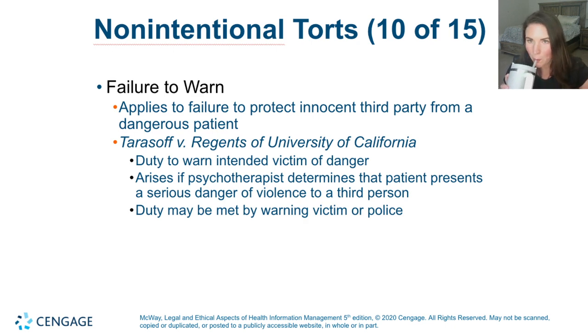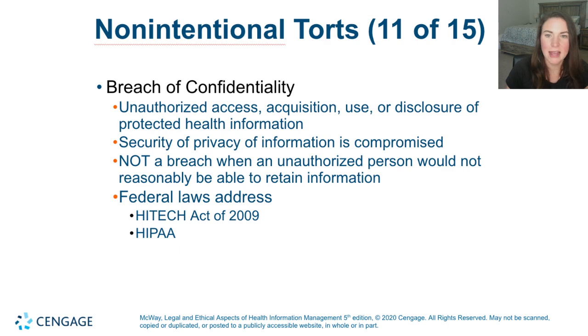Okay? All right. The next non-intentional tort is breach of confidentiality, which is the unauthorized acquisition, access, use, or disclosure of protected health information that compromises its security or privacy. It is not a breach when an unauthorized person that has been given access to the information cannot reasonably retain it or keep it. Okay?